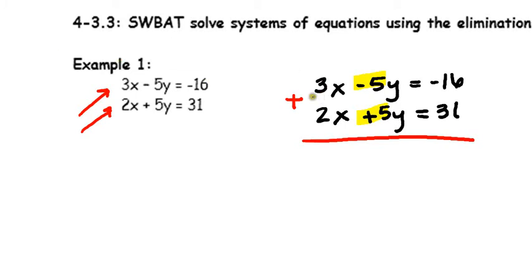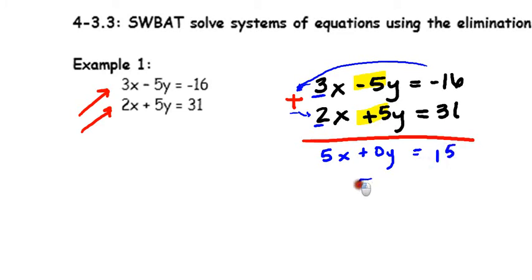So what I'm doing is adding the coefficients for each one of the variables. In this case, I take 3 plus 2, and that is going to give me 5x. If I do that over here too, negative 5 plus 5 is 0, so this is going to be plus 0y, equals negative 16 plus 31, which equals 15. So another way to rewrite this is 5x is equal to 15.